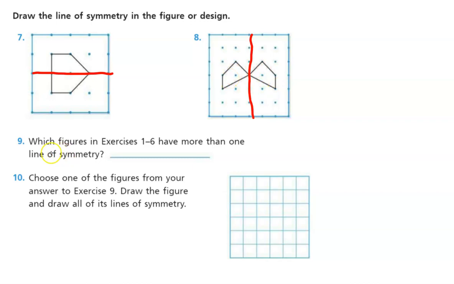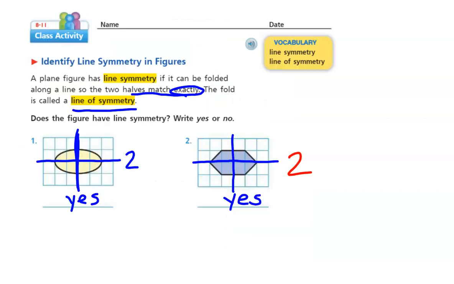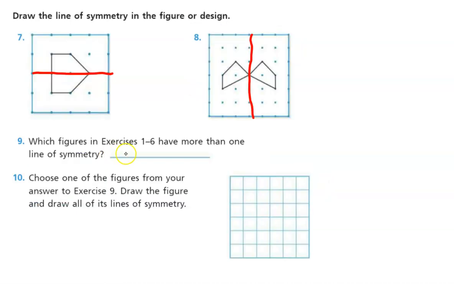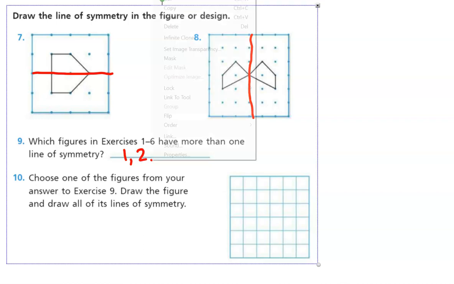Now number 9 is asking us to go back in time a little bit. It says, which figures in exercises 1 through 6 have more than 1 line of symmetry? Well, the good news is I already had you do that as we went. So number 1 had 2. Number 2 had 2. Number 3 only had 1, but number 4 had more than 2. Number 5 had none, and number 6 had 2. So the answer to this question is that shapes 1, 2, 4, and 6 all had more than 1 line of symmetry.